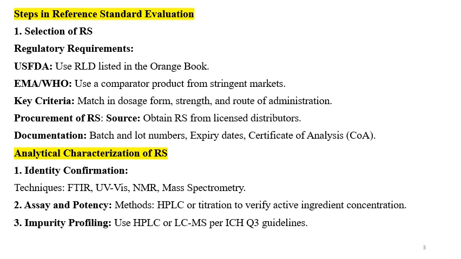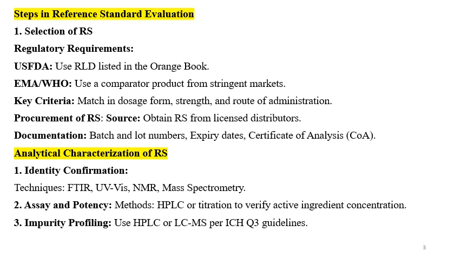Steps in the reference standard evaluation. So how do you select the RS? First is regulatory requirement. If US FDA market is there, use the RLD listed in the Orange Book. For EMA and WHO, use a comparator product from stringent markets. Key criteria is to match in dosage form, strength, and route of administration. Procurement of RS, obtain the RS from licensed distributors.